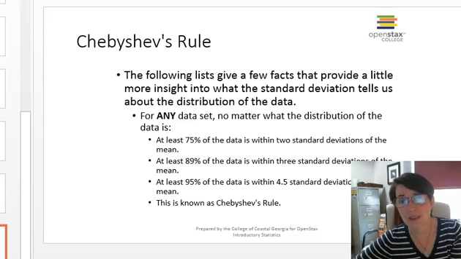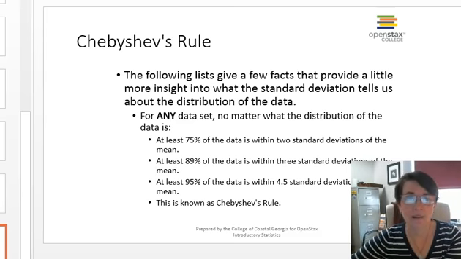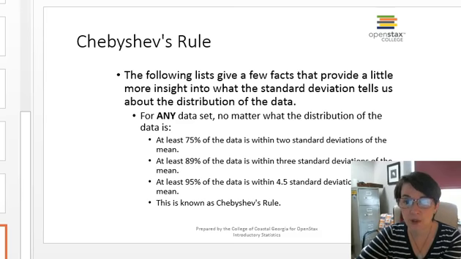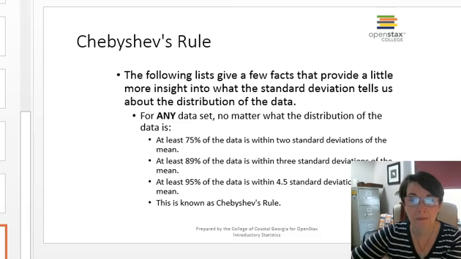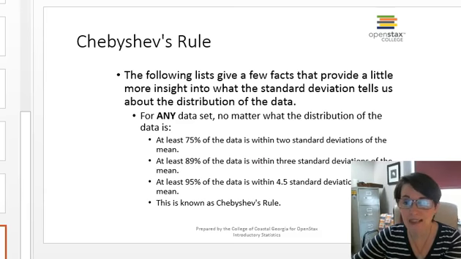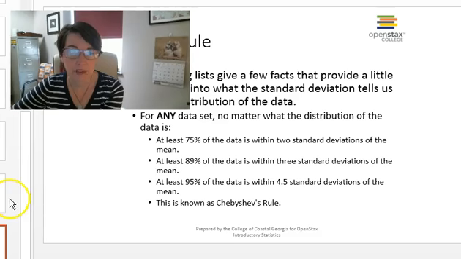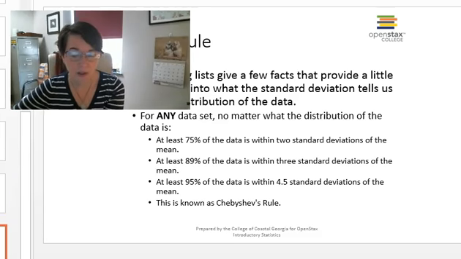There are a couple of rules that are handy. Chebyshev's rule: for any data set, no matter what the distribution of the data, at least 75% of the data is within 2 standard deviations of the mean. At least 89% of the data is within 3 standard deviations of the mean. And at least 95% of the data is within 4.5 standard deviations of the mean. This is Chebyshev's rule. There is also another rule that we use. This is good for just quick calculations.